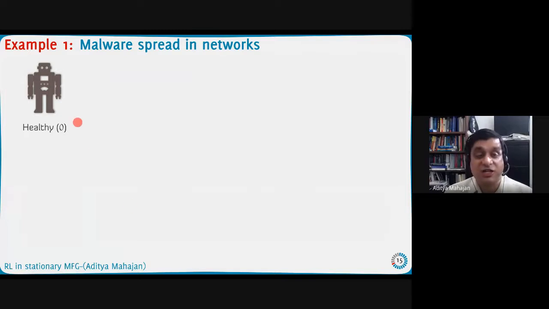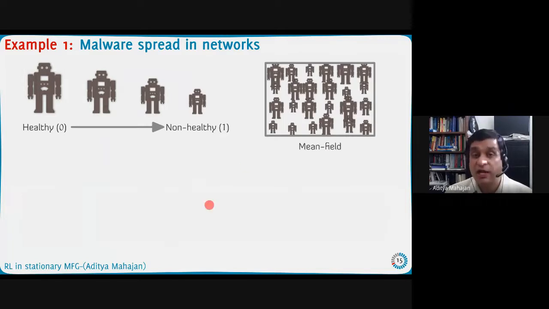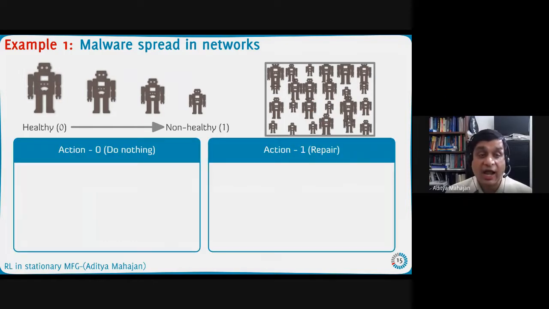We are assuming there is a network of agents, which could be either in a healthy state, which I'll denote by 0, or in a non-healthy state, which I'll denote by 1. And there is a continuum of states in between. The higher the state of an agent, the less healthy it is. So we have a population of such agents, and there is a mean field of this, which is different agents in different states. And the model consists of each agent having two actions. They can either do nothing, or they can take a repair action, and we'll denote this by 0 and 1.